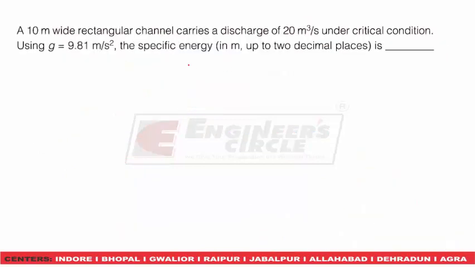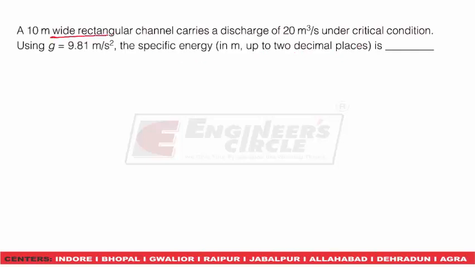The next question is, a 10 meter wide rectangular channel carries a discharge of 20 meter cube per second under critical condition using g equal to 9.81 meter per second square. The specific energy in meter up to 2 decimal places is.